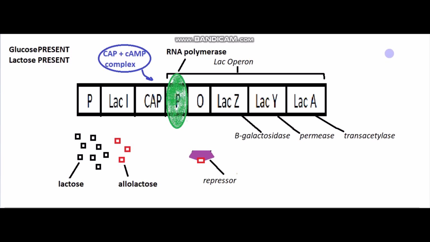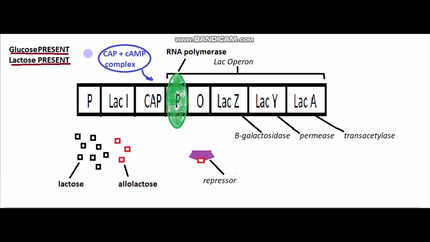So what happens in the presence of glucose? Now we know that glucose is a more preferred energy source of the cell, and glucose is always preferred over lactose. So when glucose is present, the cell is going to prefer glucose as an energy source, and it is going to metabolize glucose rather than lactose, because metabolism of lactose requires more energy, as lactose is a disaccharide sugar. It needs to be broken down and many more processes are to be done for its metabolism rather than glucose. So the cell is always going to prefer glucose as an energy source.